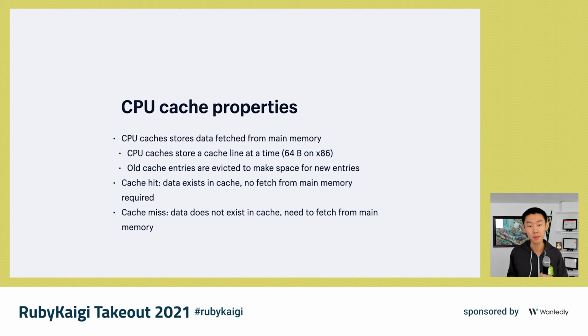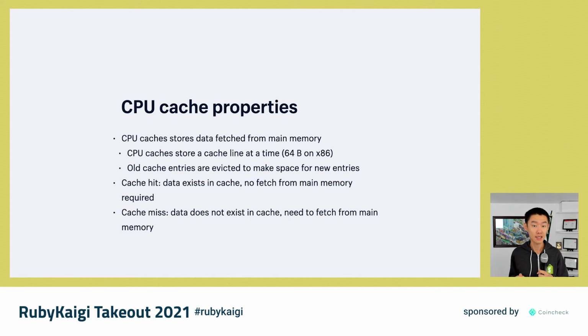Let's talk a little bit about how CPU caches work. Whenever a piece of memory is fetched from the main memory, it is also stored in the CPU caches. It's important to note that data is fetched from main memory in units of cache lines, which on the x86 architecture found in Intel and AMD CPUs is 64 bytes. What this means is even if you need just a single byte of data, all 64 bytes is fetched for you.